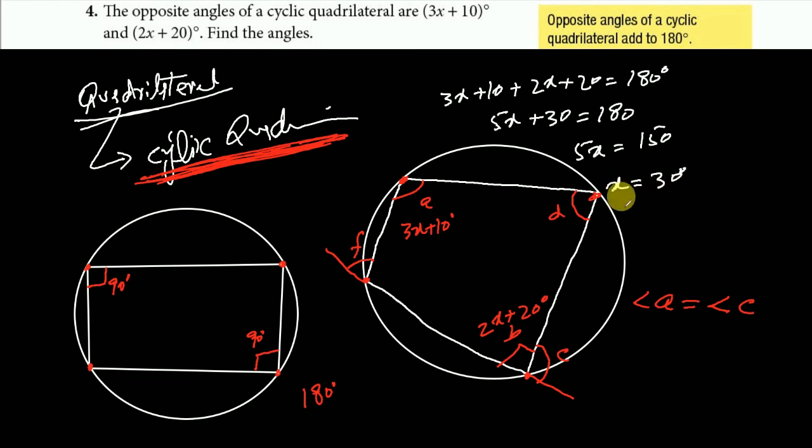So this is not the final answer. The question is to find the angle. So we need to find this angle. 3x plus 10, so instead of x, I will put 30. So this will become 90 plus 10, equal to 100 degrees. So 100. And this will be 80.